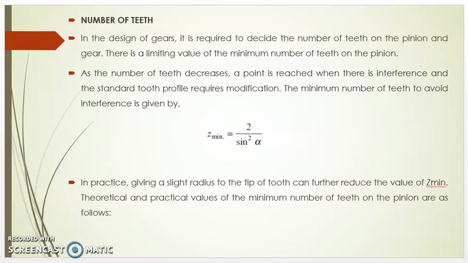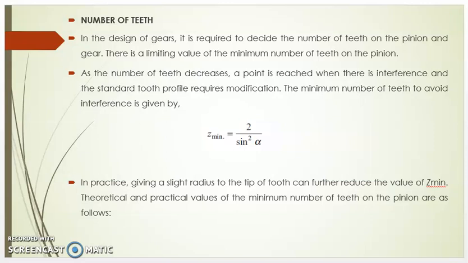Now we will see number of teeth. In the design of gears, it is required to decide the number of teeth on the pinion and gear. There is a limiting value of the minimum number of teeth on the pinion. As the number of teeth decreases, a point is reached when there is an interference and the standard tooth profile requires modification.